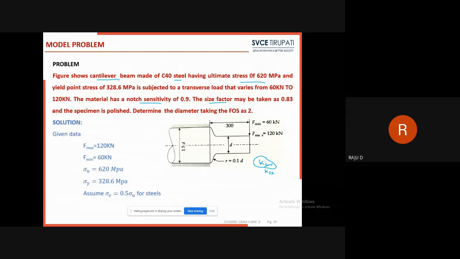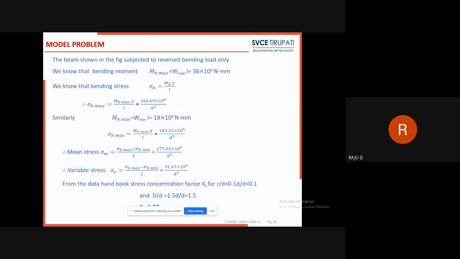What is the maximum bending moment for a cantilever beam? It is load into length, W into L. But here they will give a maximum load value and a minimum load value. That is, maximum load into length, and minimum load into length. See this, all of you. First, maximum bending moment is equal to maximum load into length. Next, the minimum bending moment is minimum load into length. Why? Because it is a cantilever beam. But your main duty is to calculate the maximum stress and the minimum stress.